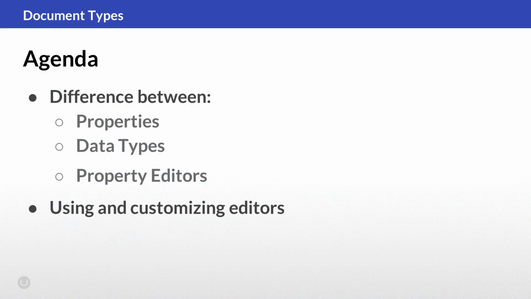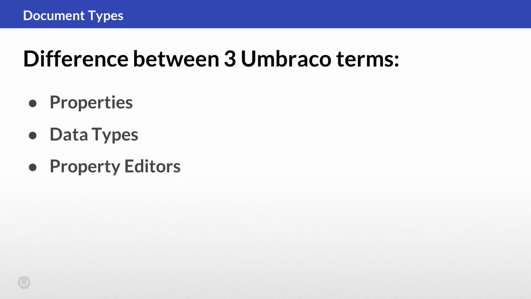Here's what's on the menu for this video. Most importantly, we'll be covering the differences between properties, data types, and property editors. We'll also talk about how to use and customize editors. So, as I've already mentioned, it's important to learn the difference between these three terms in Umbraco. They're properties, data types, and property editors.